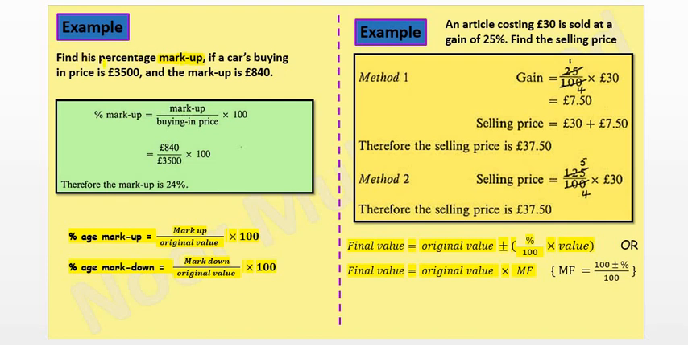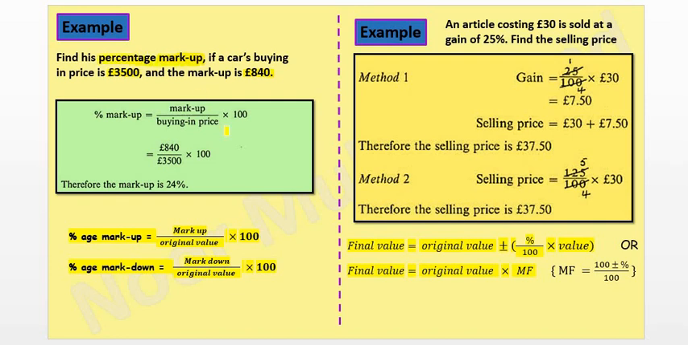So here they are saying find the percentage markup if a car's buying in price is 3,500 pounds and the markup is 840 pounds. This shows that we know how much is the increase or how much is the profit, and this is the original price of the car, right? This is the buying in price, meaning the original value or the original price. And what do they want us to find? They want us to find the percentage markup. Now remember, this is the key word.